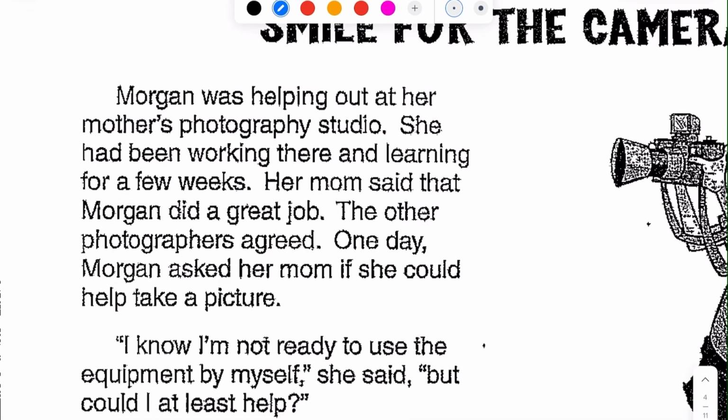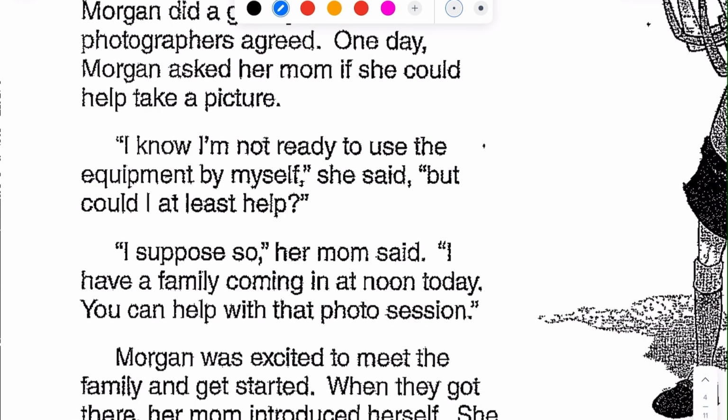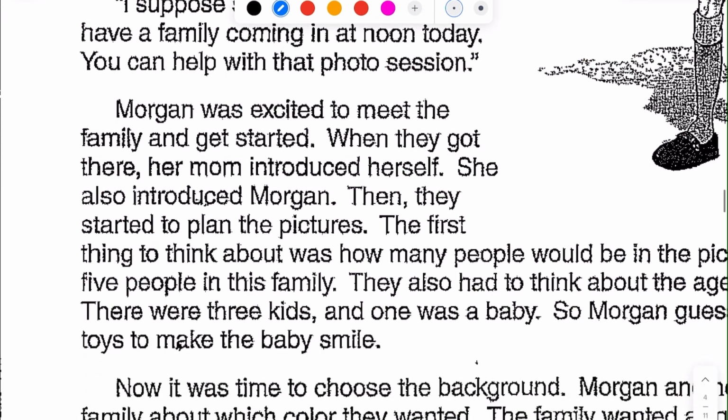Let's continue the story. Smile for the camera. So Morgan was helping out at her mother's photography studio. She had been working hard there and learning for a few weeks. Her mom said that Morgan did a great job. The other photographers agreed, and one day Morgan asked her mom if she could help take a picture. "I know I'm not ready to use the equipment by myself," she said, "but could I at least help?" "I suppose so," her mom said. "I have a family coming in at noon today. You can help with that photo session."